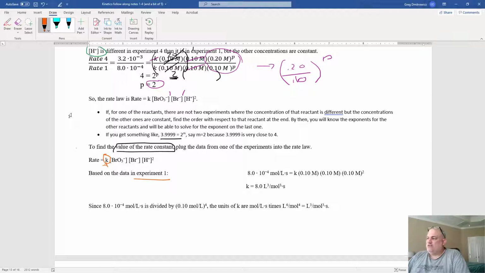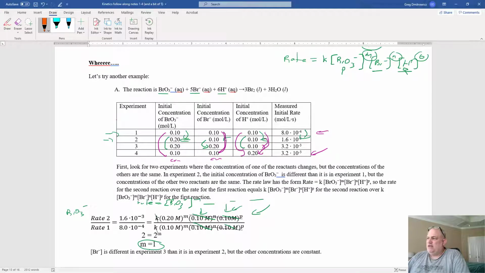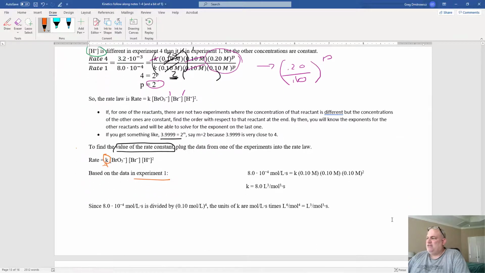And so they chose to pick the data in experiment 1. If you're trying to verify this, let's look back up here in experiment 1, and the values they had were 0.1, 0.1, and 0.1, and the overall rate was 8.0 times 10 to the negative 4. So if we go back to this right here, what they did is they plugged in the 0.1 raised to the 1, the 0.1 raised to the 1, and the 0.1 raised to the 2, and they plugged in the 8.0 times 10 to the negative 4. When you do the math on that, and this is important, you end up with 8.0 liters cubed per moles cubed times seconds. This is all on the bottom. If they give you a problem like this, they will give you a point for figuring out the units.